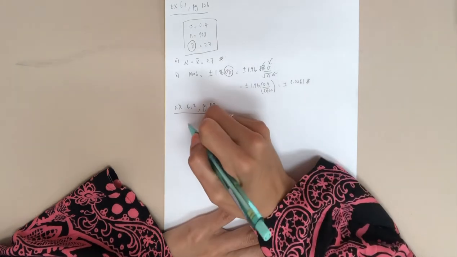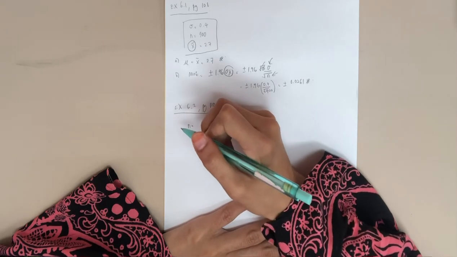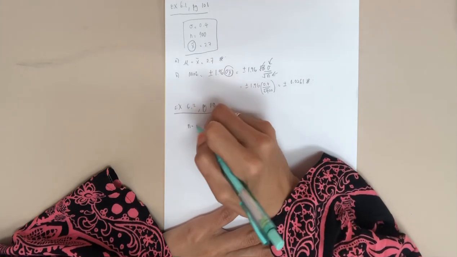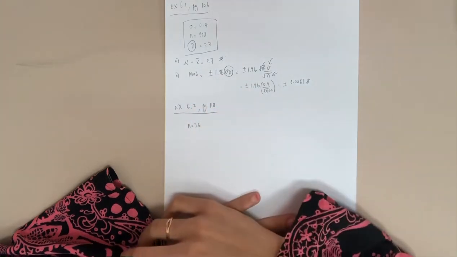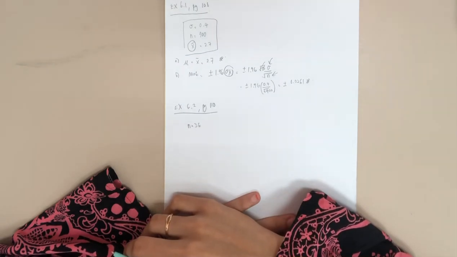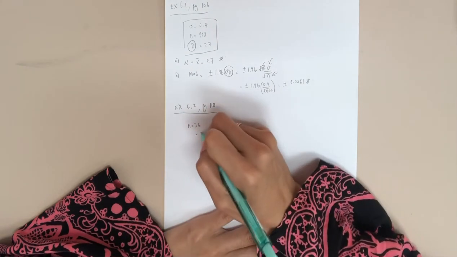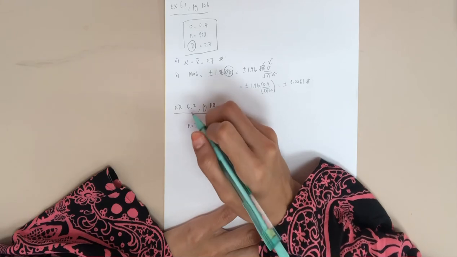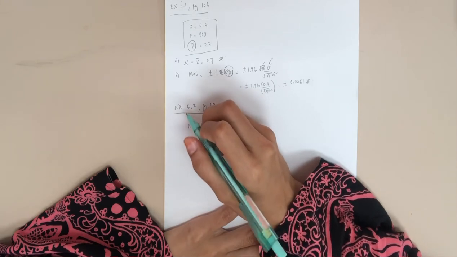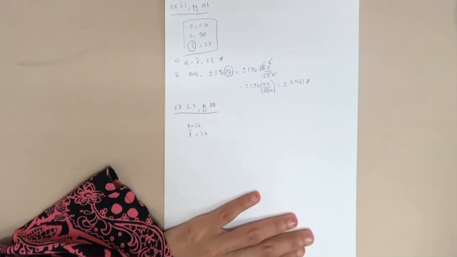So what is your N here? The sample size is 36. And then what about 2.6? What is 2.6 here? It is your X bar, the mean for the sample. And then the question asks you to find the 97% confidence interval. Class, what's given to you is a confidence interval.